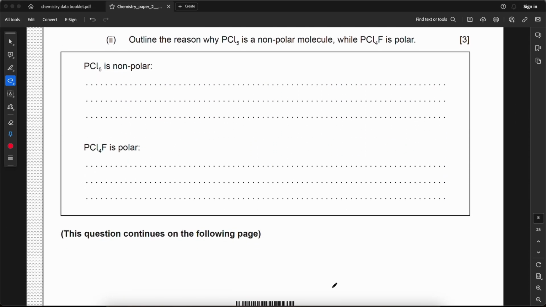Outline the reason why PCl5 is a non-polar molecule while PCl4F is polar. PCl5 is non-polar because it's symmetrical, or the dipole moment is cancelled. So in PCl5, the dipole moment is cancelled, because it's symmetrical, okay?